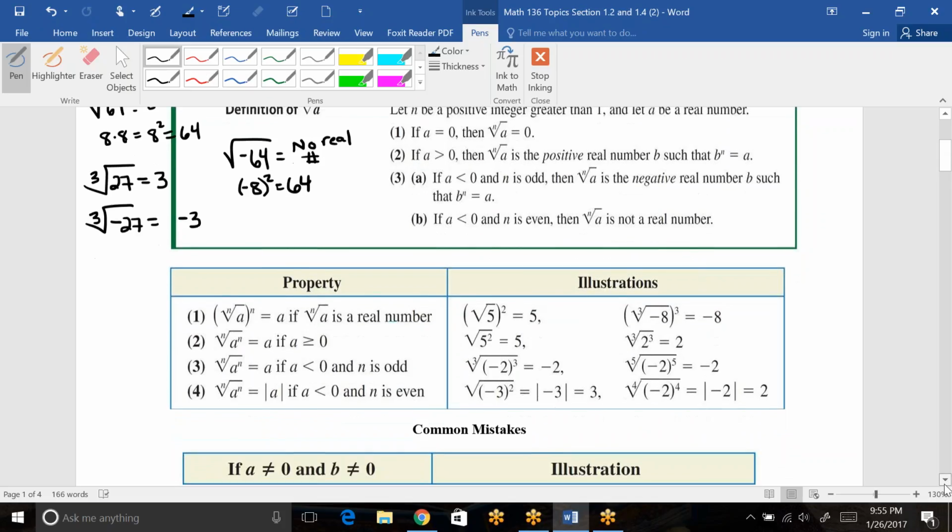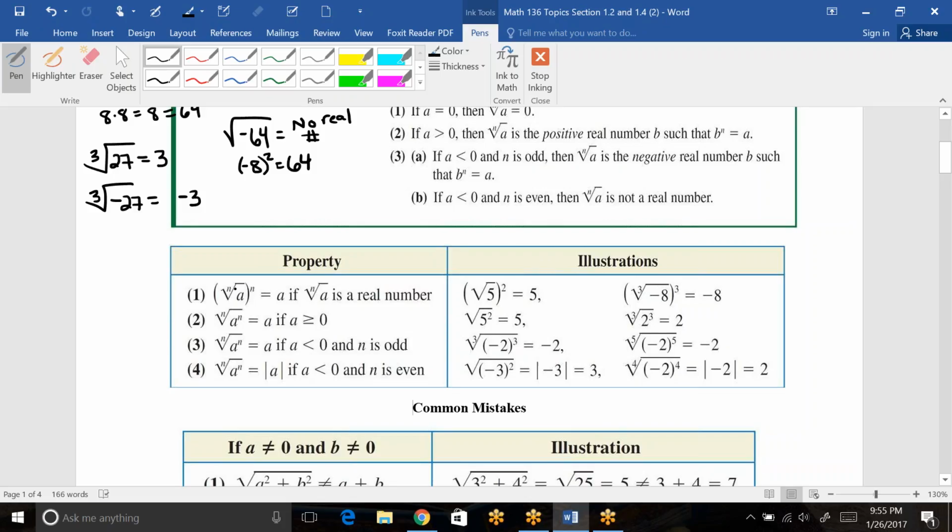Now we have some properties right here. If the root on the outside is matching the power either inside or outside, so they can put it in here or they can put it outside, then the answer to that is A. So square root of 5 squared is just 5. Cubed root of negative 8 cubed is just negative 8. Cube rooting and cubing at the same time cancel each other out. Now, it's very basic if the power is on the outside.